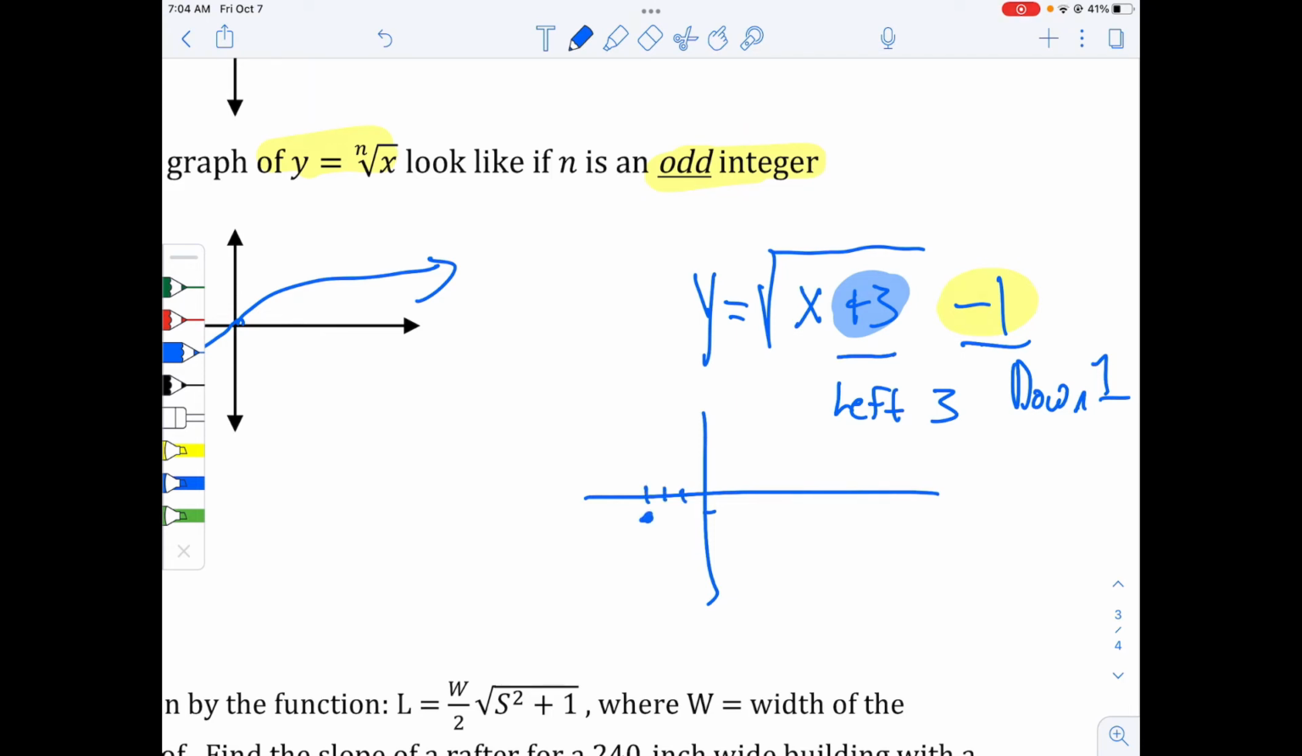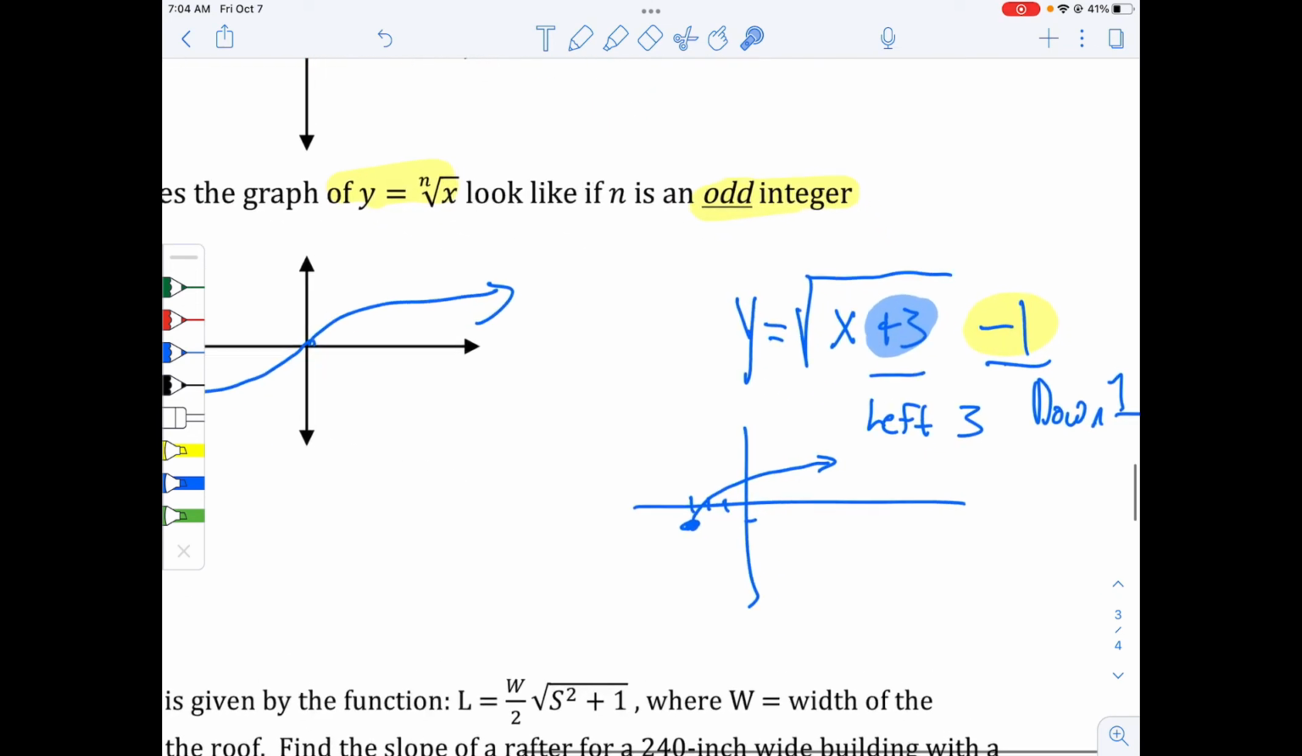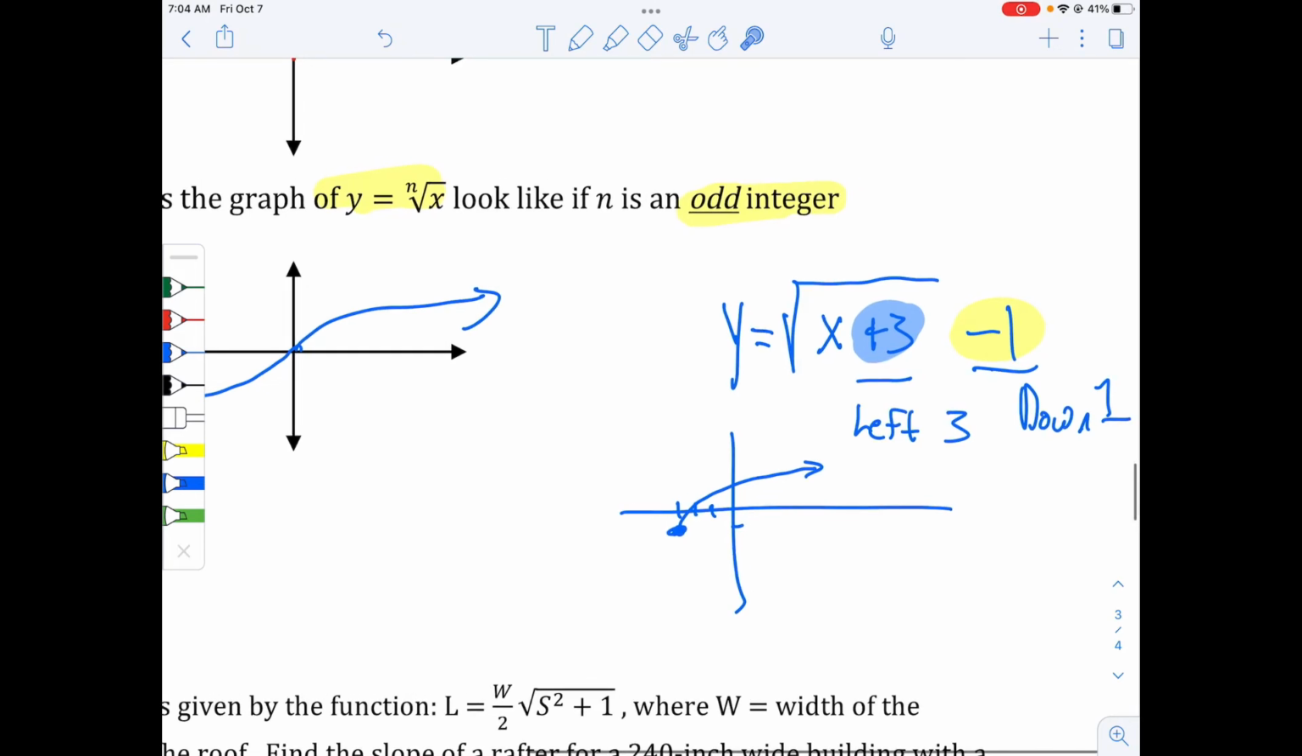We'll spend more time on the movements and practicing the movements. But for now, it's good to just understand that it's going to be the same shape as the square root of x, kind of like this. It's going to be the same shape, but its starting point is left 3 and down 1.